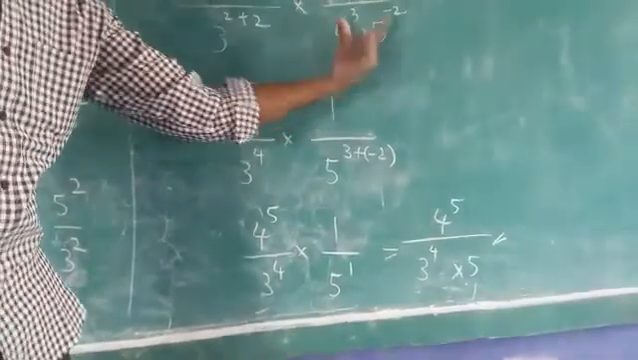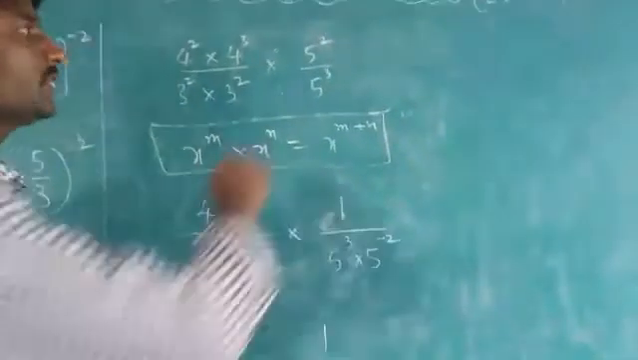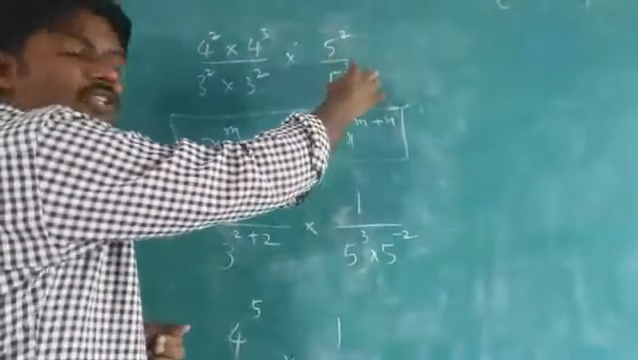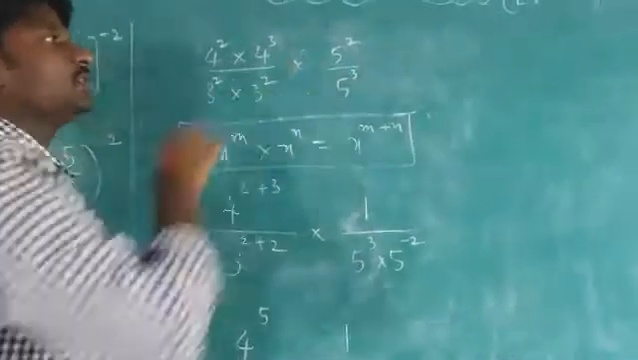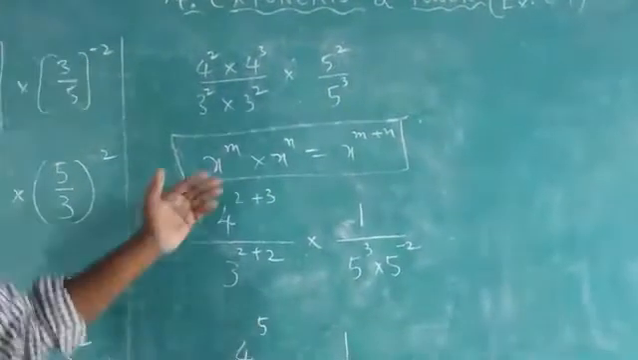Here you don't get confused, children. Here power 2, 5 square is there. I wrote it as 5 to the power of minus 2. Here also we can apply the formula x to the power of m on x to the power of n. But if you need to match the textbook answer, you follow these steps. Once go through it, children.